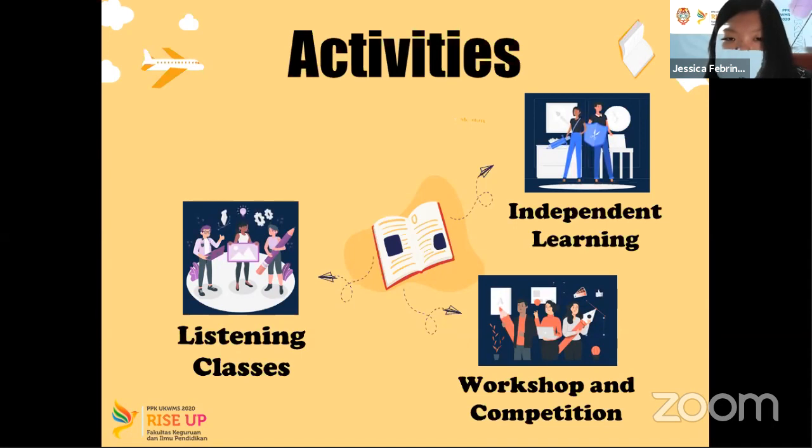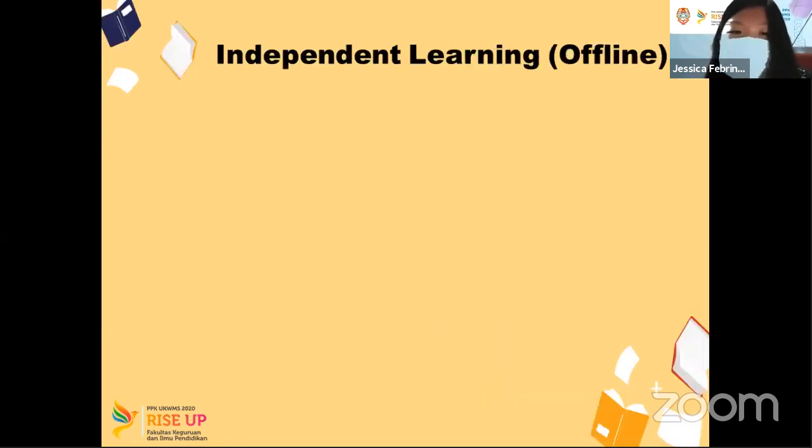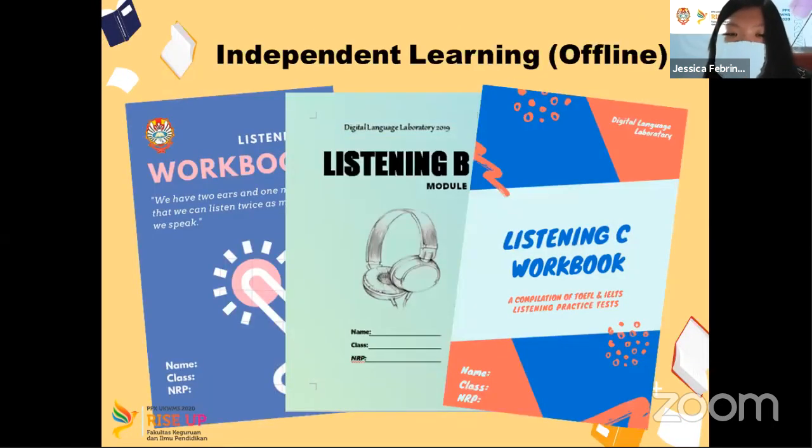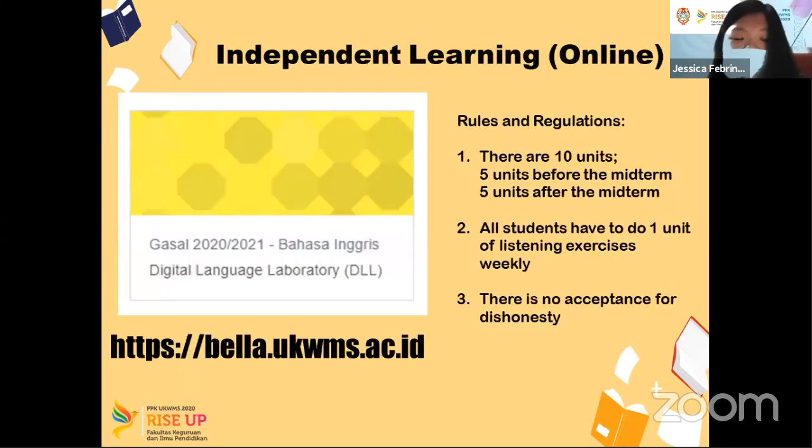So here is the independent learning. When we do it offline, the students have workbooks, physical books that they have to do. The students come to our DLL and do exercises related to listening and speaking skills. But because we have everything online now, we will also be using Bella. Later on, you will be able to access it at bella.ukwms.ac.id. The name of the course will be Digital Language Laboratory or DLL.